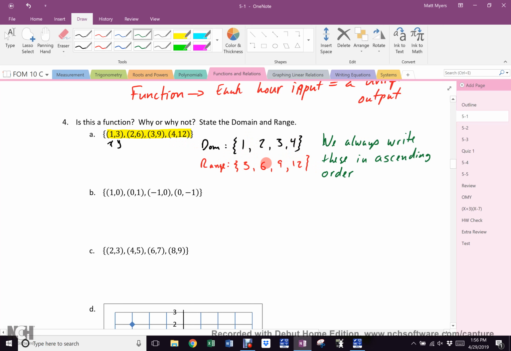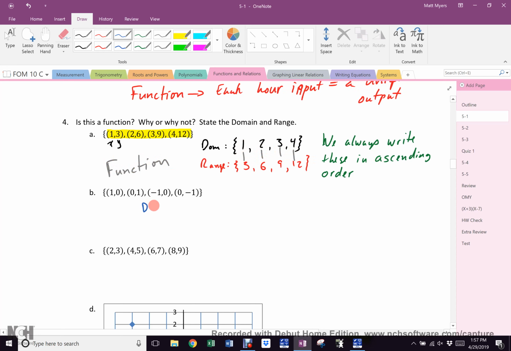Is it a function? If I start at 1, I get 3. Do I get any other values when I start at 1? When I start at 2, what do I get? When I start at 3, what do I get? When I start at 4, what do I get? So that is a function. Because each input gets me a unique output. Everyone agree? All right, let's do the second one.